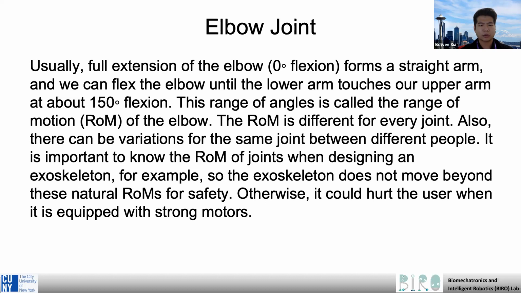If the range of motion of the exoskeleton exceeded that of the human body, that would cause a lot of trouble. So for our design of this elbow exoskeleton, please keep this in mind, that the range of motion would be from 0 degrees to 150 degrees. But of course, you can adjust it according to your joint. But please be safe. Don't cause any dangerous movement.